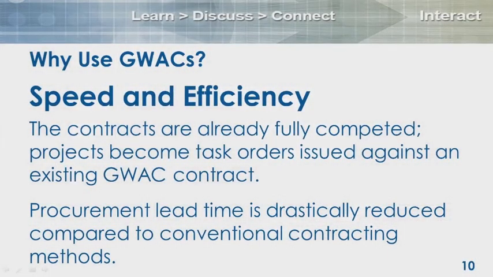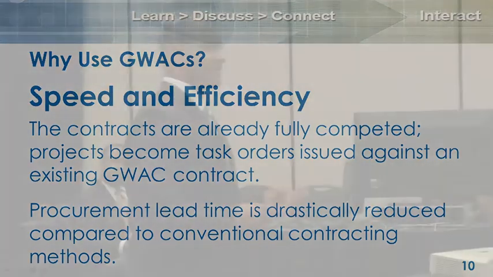So why use GWACs? Speed and efficiency is the first one. I'm not sure if you guys went over to the schedules class earlier today, but issuing a task order against a GWAC as opposed to just doing your own FAR 15 requirement saves time, right? You don't have to go out and put this solicitation on FedBizOpps. You don't have to do a full-blown evaluation. You don't have to do all these things. GSA has done the heavy lift.